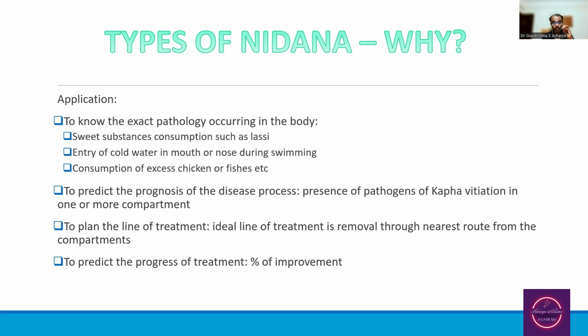Hence, to know the exact pathology that is occurring in the body, we need to know about the exact cause as such. Three factors come under the exact pathology happening inside the body as far as Nidana is concerned. One, the number of pathogens. Two, the source of entry of the pathogen. Three, the virulence of the pathogen.